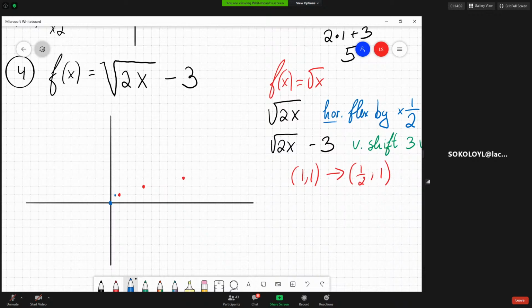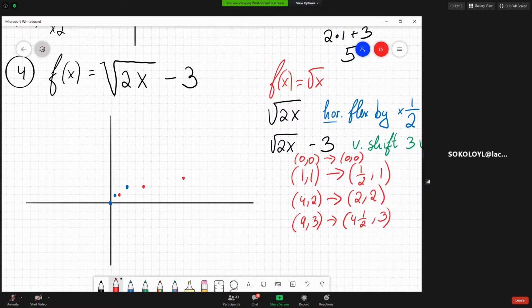1/2, 1 is right around here. Then I had a point of 4, 2. When I multiply the x coordinate by half, I'm going to get 2, 2. So that would be a point here. The 0, 0 is going to remain 0, 0. Then I had 9, 3. When I multiply by a half, 9 over 2, which is 4.5, 3. So this point will go to about 4.5, 3.